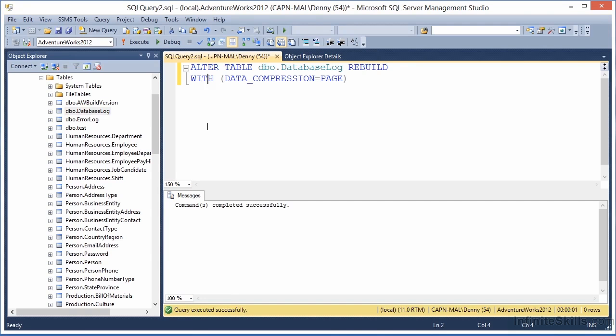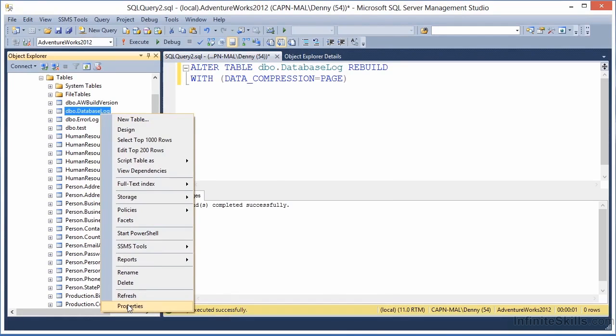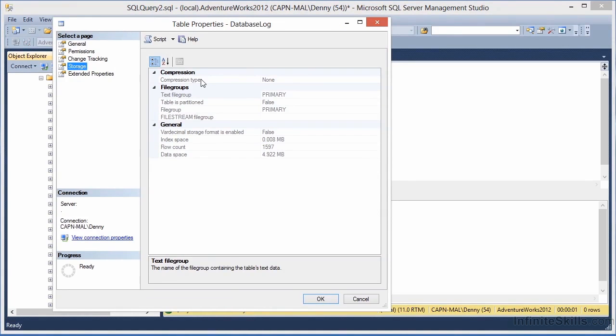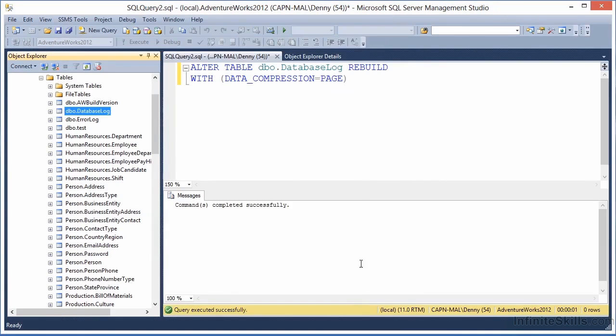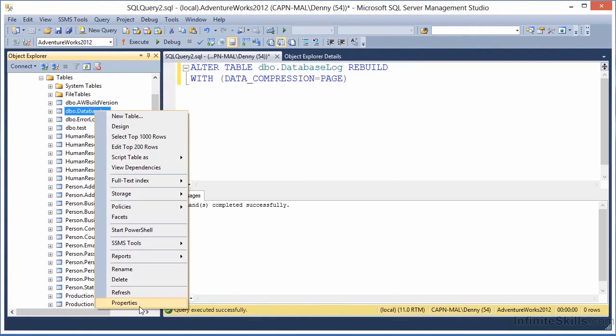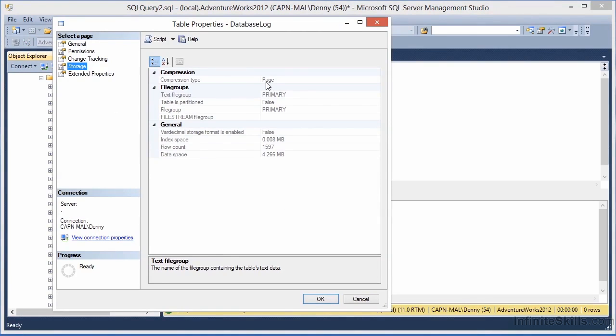As you can see here in SQL Server Management Studio, I've already got the command there. This command is actually a little bit different than the one that I had in the slide deck. In the slide deck it said alter index, whereas here I'm saying alter table. The reason I'm doing an alter table here is because this table is actually a heap. So if I look at the properties of the table, look at the storage tab, I'll see my compression type is none. And I'm currently using 4.9 megs of space. So if we go ahead and turn on data compression by running this statement, when we pull up properties again, we'll see we're now using page compression, and we're using a little bit less space, 4.2 megs as opposed to 4.9.